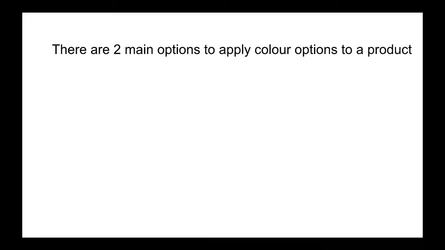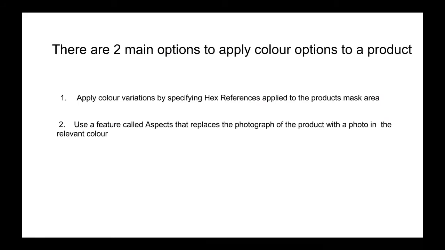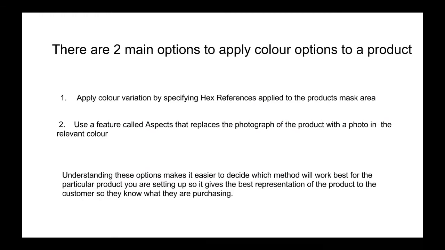So the two main options. So you can apply colour variations by specifying hexadecimal references applied to the product's mask area. I'll give you a live example shortly, but I just wanted to get the detail set up in the first place. The second option is a feature which we've called aspects within the platform, and it actually replaces the photograph of the product as you change the colour with a photo in the relevant colour. So it is true to the actual colour of the individual product.